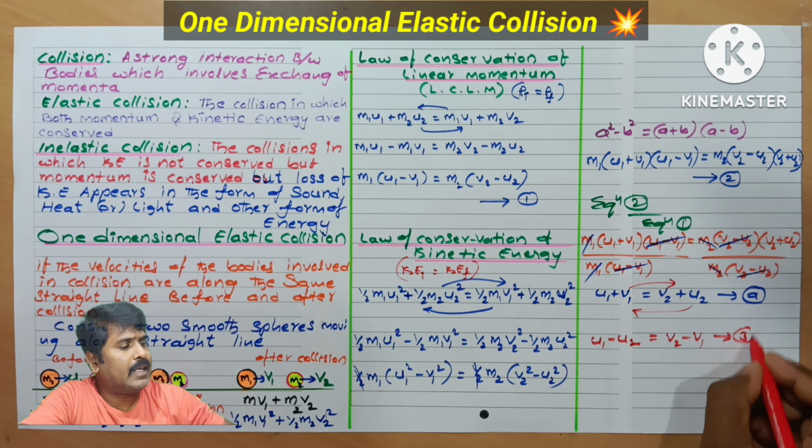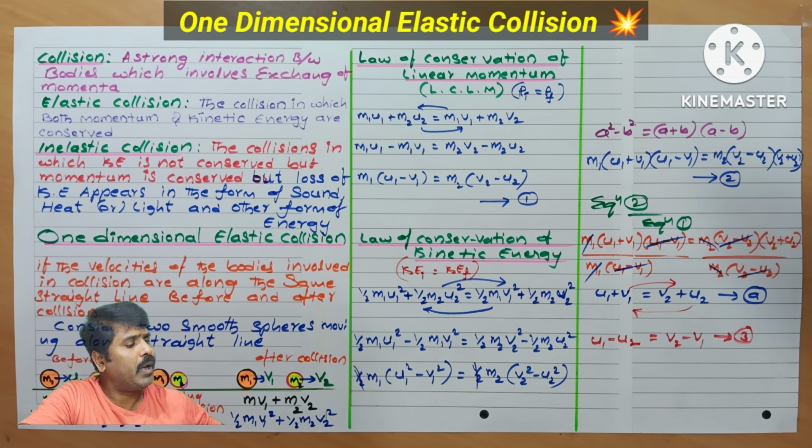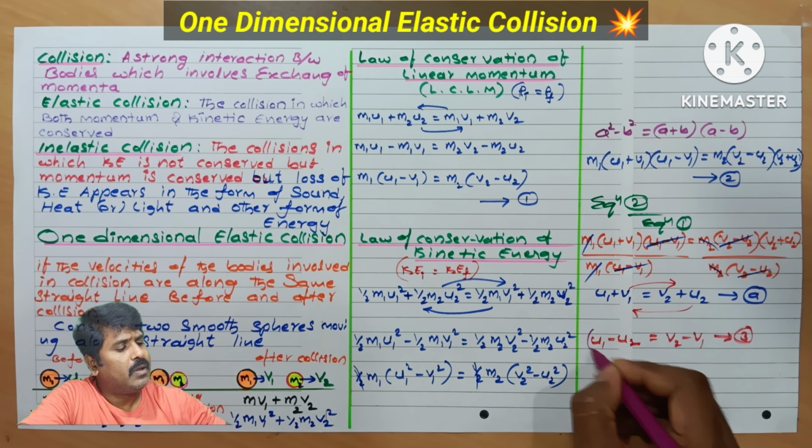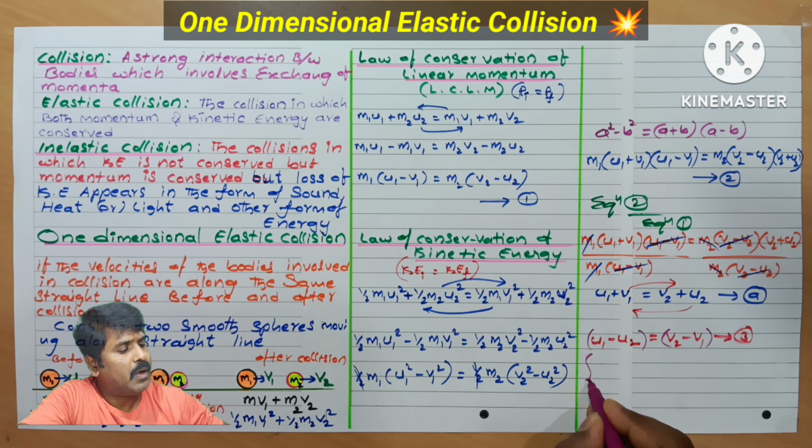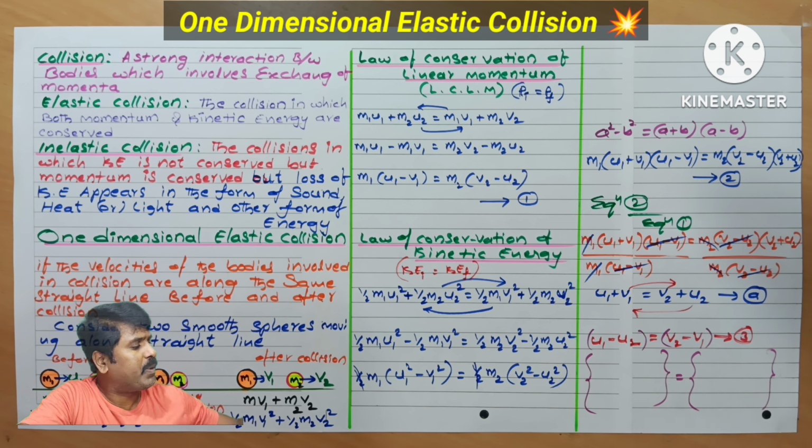This I can write as equation number 3, student. Okay, so this is written like this. Relative velocity of approaching before the collision is equal to relative velocity of separation after the collision, student.